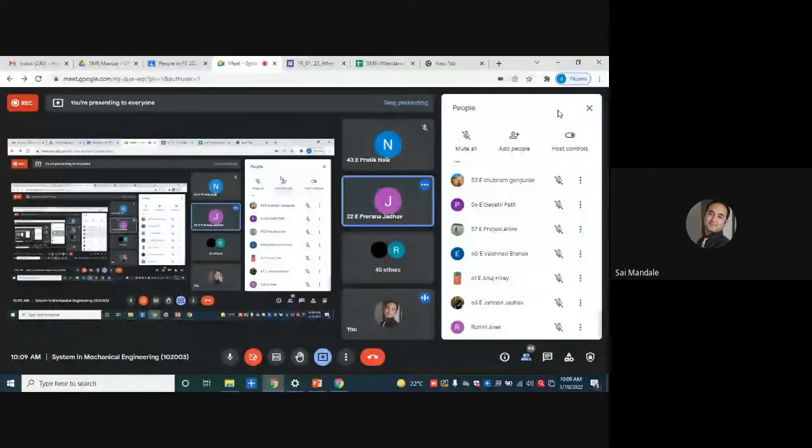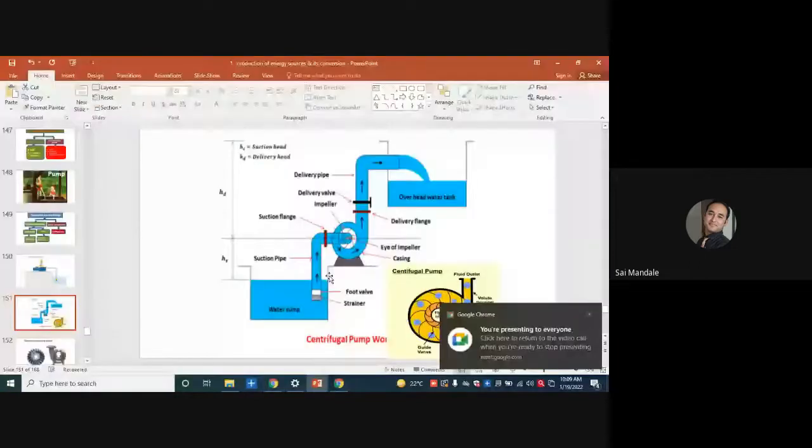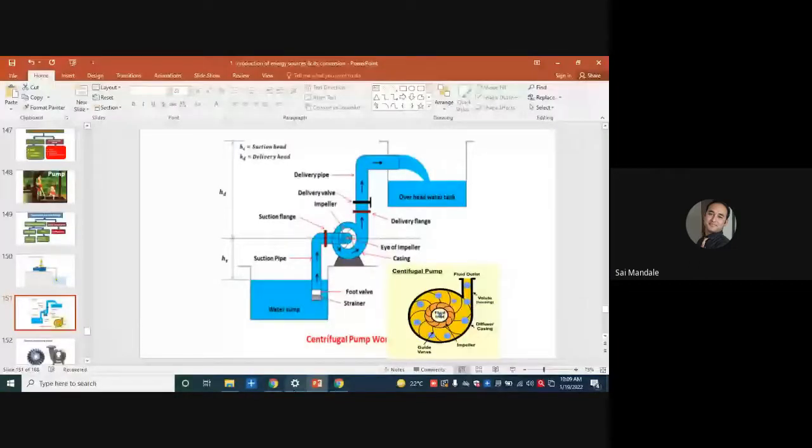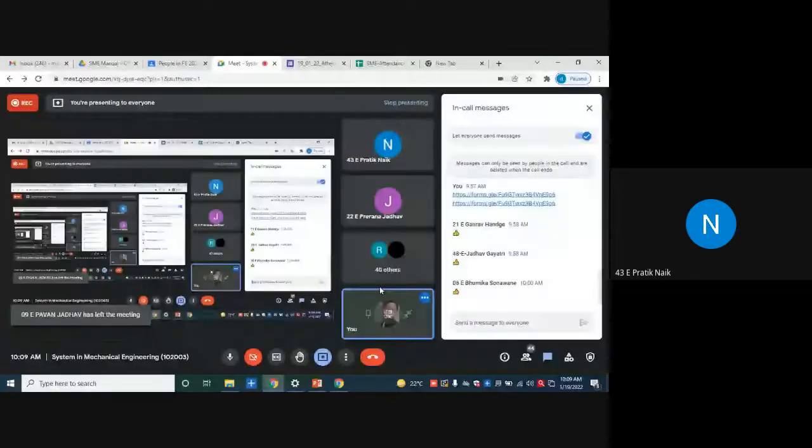Did you understand this? Function of the centrifugal pump. Function of the footwall. What does the footwall do? Anybody else? Unidirectional flow maintain. It prevents the water from coming back. It allows flow of water to move in only one direction. Very good, Pratik. Nice.